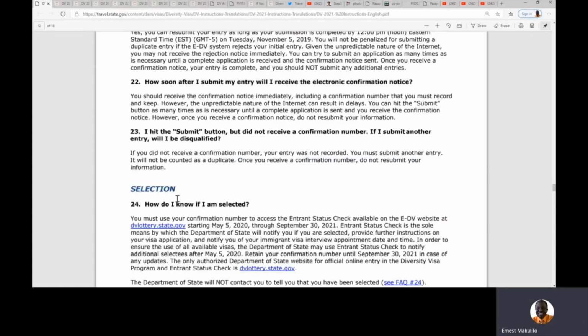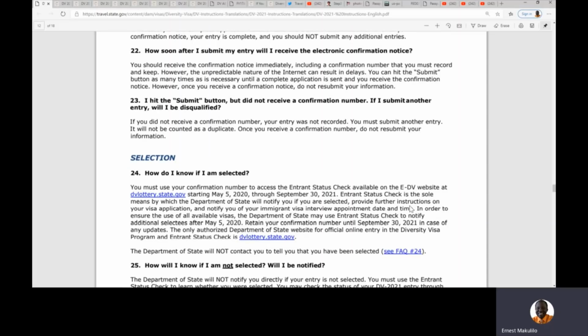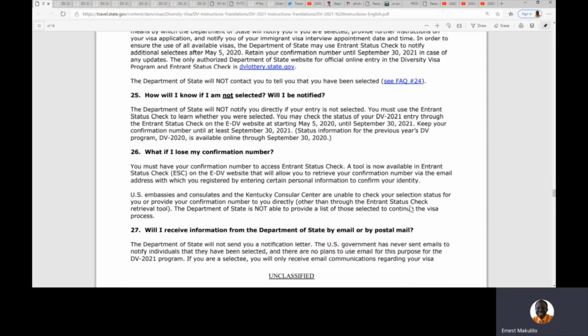How do you know if you are selected? To know if you are selected, you have to check the DV lottery results when the results are out. Don't be scammed by those websites telling you you have won the green card lottery, or sending you an email. No one is sending you an email that you have been selected. The Department of State will not notify you directly, whether your entry is selected or not. You are supposed to check online with the confirmation number you have.